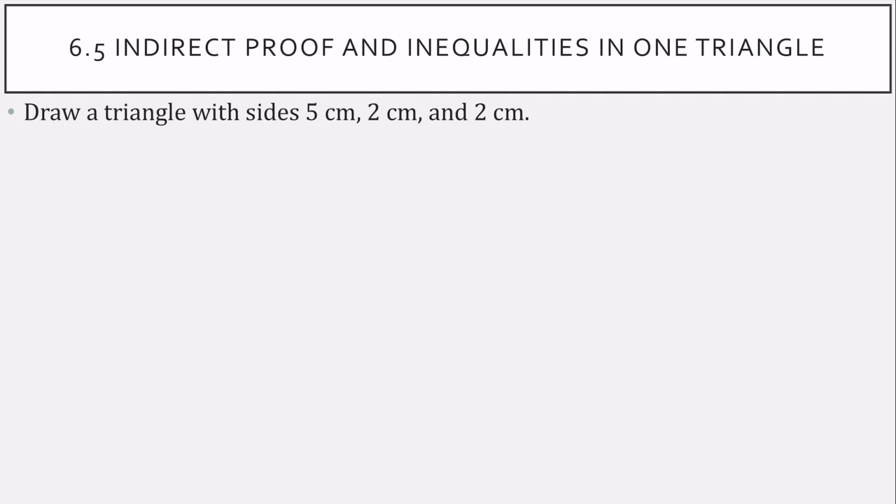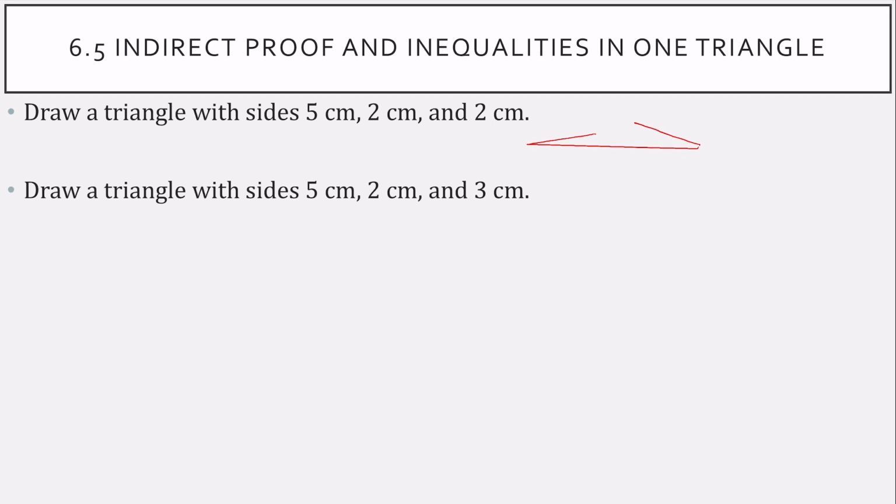All right, one more theorem. All right, draw a triangle with sides 5, 2, and 2. All right, well, there's a 5. Okay, and here's a 2, and there's a 2. So what's the matter with this triangle? Oh, it doesn't make a triangle. The sides don't touch.